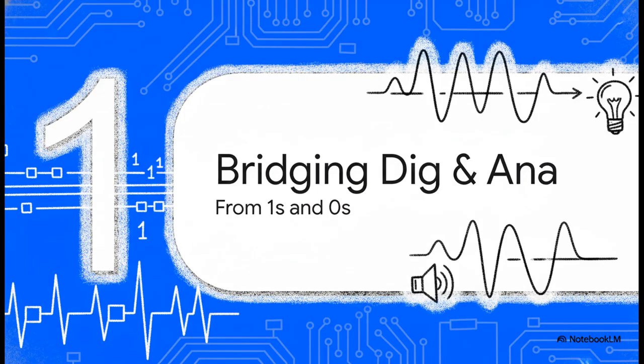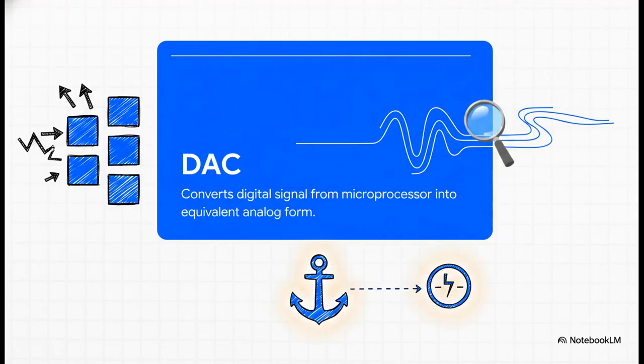Section 1. Bridging digital and analog, from ones and zeros to the real world. So, what exactly is a DAC? Simply put, a digital-to-analog converter is a device that translates digital signals straight from a microprocessor into an equivalent analog form. But here's the really fascinating part, and it's absolutely crucial: the reference value. You see, a DAC can't just magically guess how big an output should be. It absolutely requires a reference analog voltage or current to base its conversion on. Without this baseline reference point, that binary data literally has no physical scale to translate into.